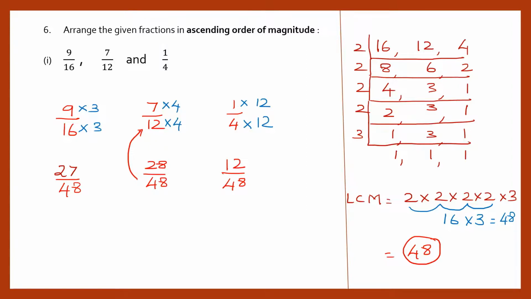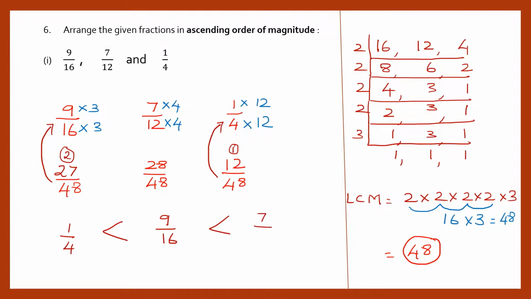So we look for the smallest one here. So the smallest is 12. So this comes first. This is the ascending order. We look for the smallest. So 1 by 4 is smaller than, now 27 and 28, which is a smaller one? 27. So 9 by 16. And then the last one, which is 7 by 12.